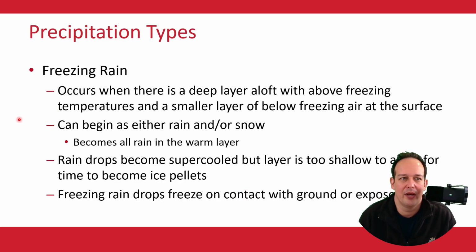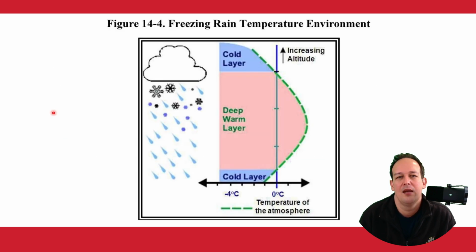And then we have freezing rain. So freezing rain occurs when there's a deep layer aloft with above freezing temperatures with a smaller layer of below freezing air at the surface. And so the freezing rain can either begin as rain or snow. But it all becomes rain in the warm layer, and then as it descends through the freezing layer, it becomes super cooled. But because that freezing layer near the surface is so shallow, it just doesn't have time to freeze. So it just becomes super cooled, and then when it makes contact with whatever is on the ground, it freezes on contact.